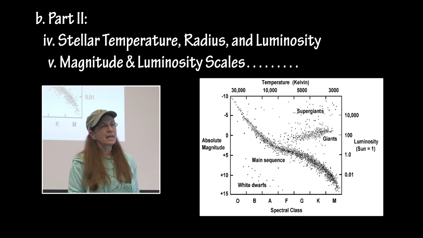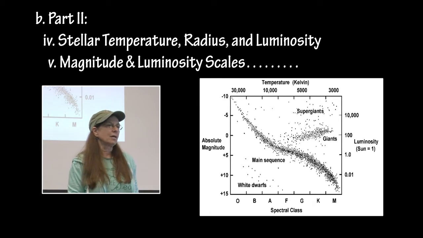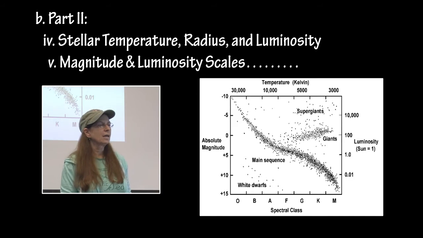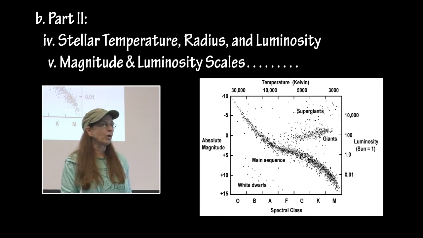So as you look at the HR diagram, looking at how temperature and radius and luminosity are related to each other, of course, the luminosity is simply how much power or energy is being emitted from a star relative to the energy output of our own sun. And the more luminous it is, the greater the intrinsic magnitude of it is. So those two are related to each other, the absolute magnitude and the luminosity.